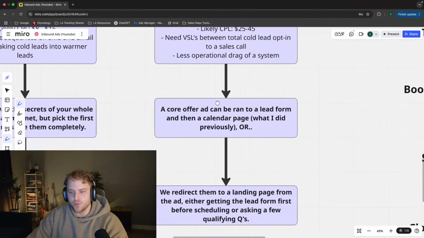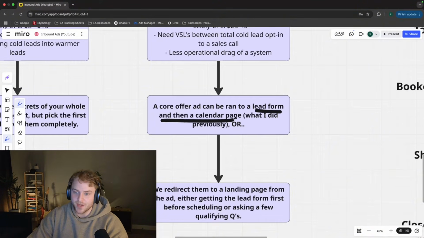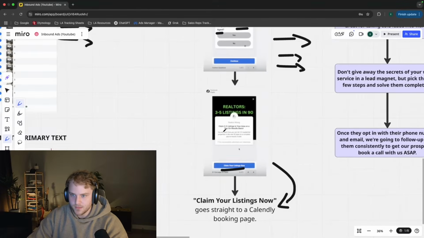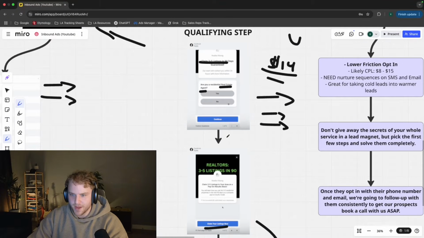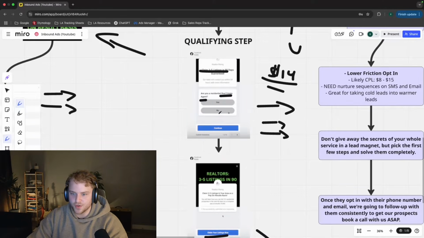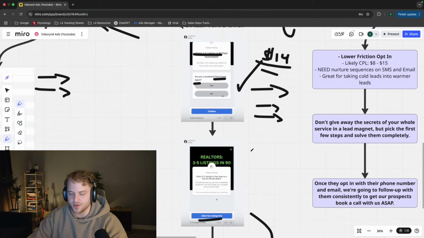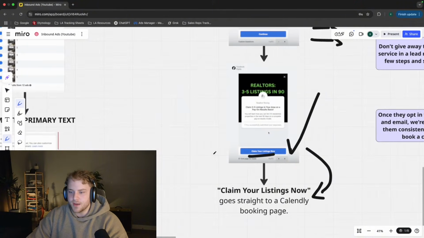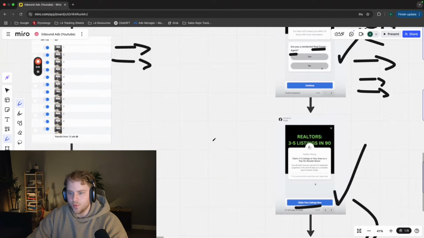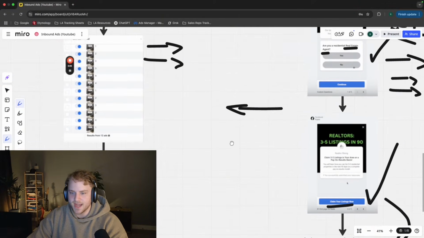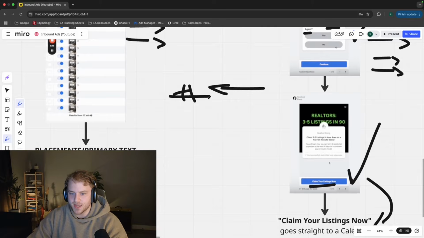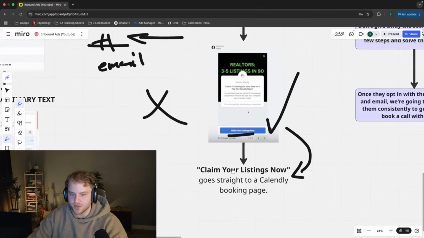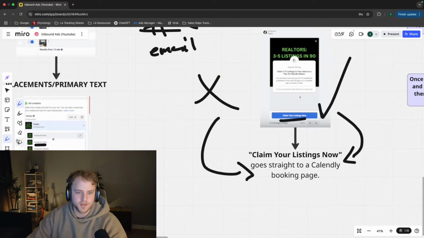Next, a core offer ad can be run to a lead form and then to a calendar page. So if we go back here, I got their lead form information. I got all of their contact information right here after they selected that they're a real estate agent. And then we redirected them to claiming the listings after they submitted the lead form. There's going to be 2 types of people when they submit a lead form. We get the phone number, we get the email, all of this stuff, but they don't submit right here to the calendar. So they don't book themselves on the calendar.